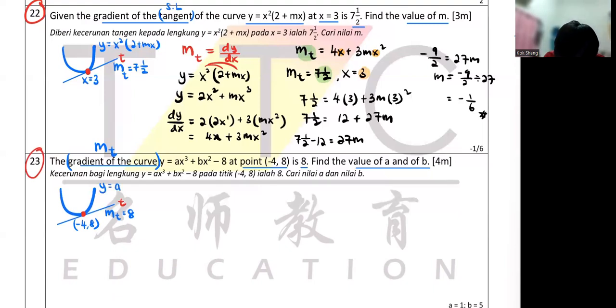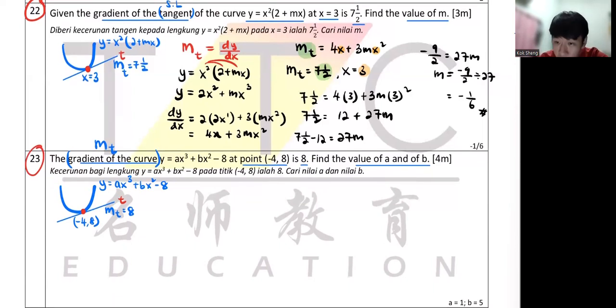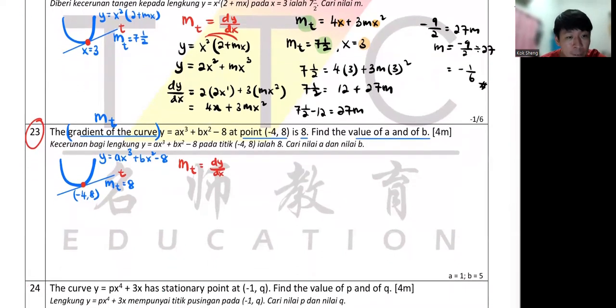Okay, the last one I label here is your curve equation. I think I missed out nothing here. So now we are ready to find a and b. Repeat here again, mt also equals dy over dx. So you are going to differentiate the curve, and you should get your mt.